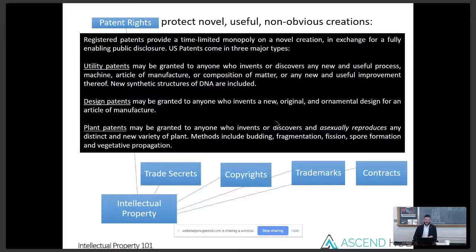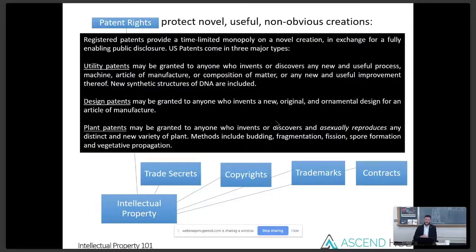And now, again, we see that design patents may be granted to anyone who invents a new original ornamental design for any article of manufacture. Again, we're talking about use in commerce, we're talking about the property right, we're talking about excluding others. So really, it needs to be manufactured. It needs to have been made more than once for your patent to really give you any leverage for a design patent.